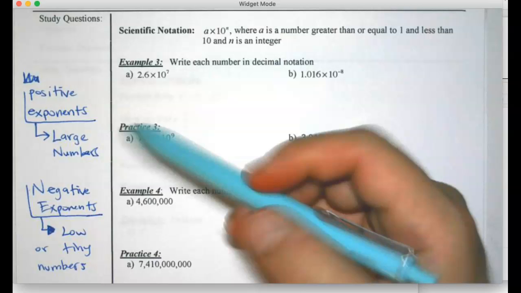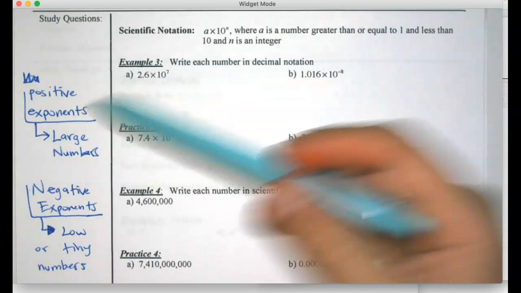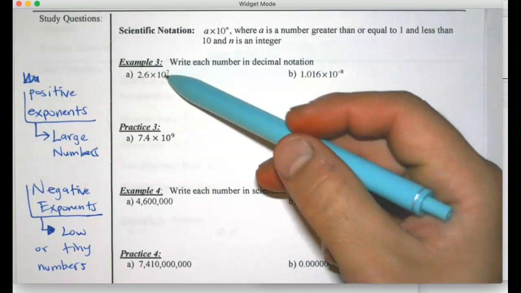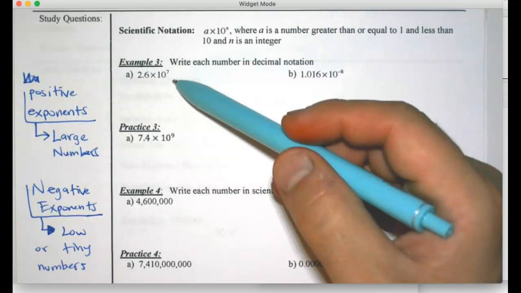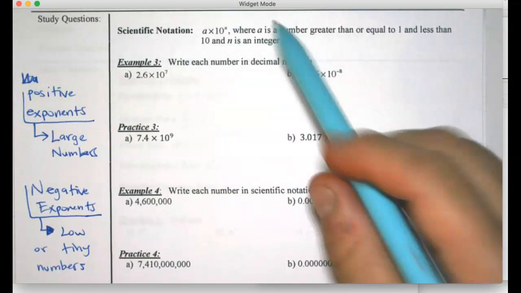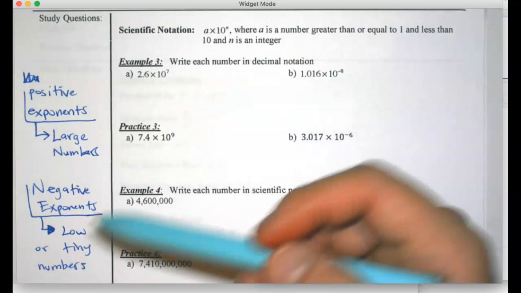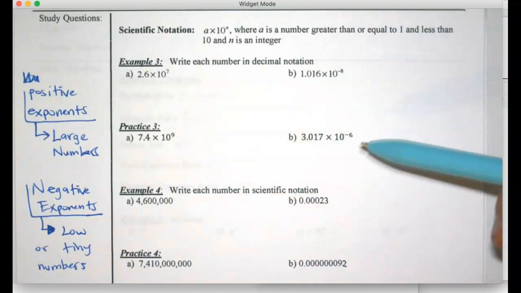Just a quick note here, anytime my scientific notation has positive numbers for exponents, I'm going to get a really large number, right? So a really large number would associate with scientific notation exponents being positive. And then if the exponents are negative, we're getting some really low value or tiny numbers, so to speak. So negative exponents, these numbers are going to be tiny.